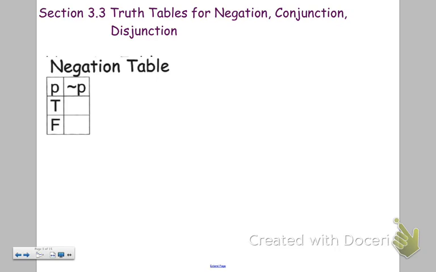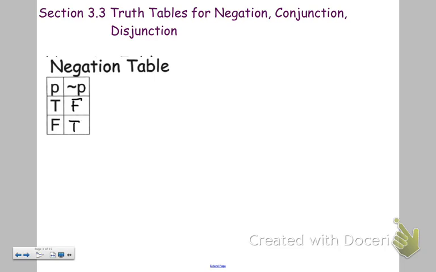Now, before we get into too much detail about truth tables, we need to look individually at the different logic material that we've talked about so far, like negations, conjunctions, disjunctions. So let's look at the negation table first. Remember that one of the key things about negating something is that if it's true to begin with, it becomes false, and if it was false to begin with, it becomes true.